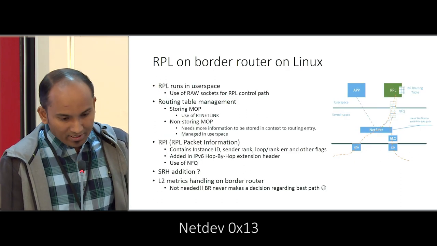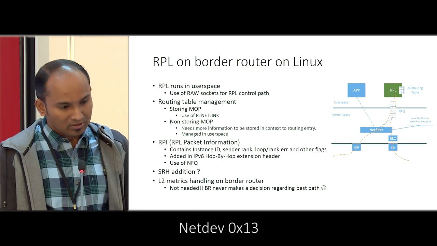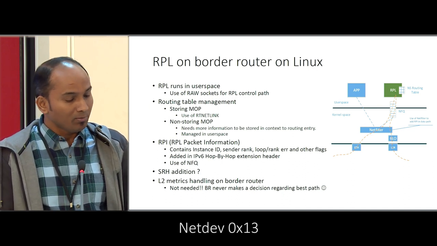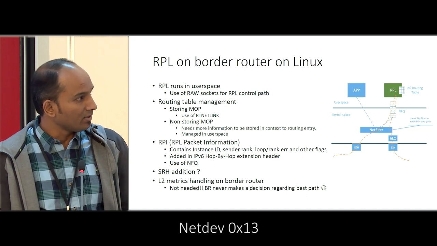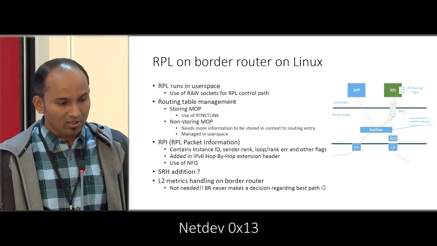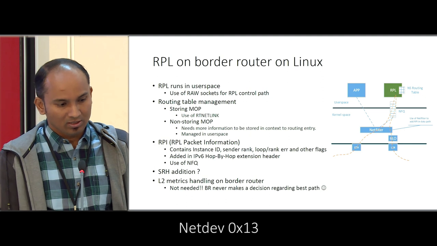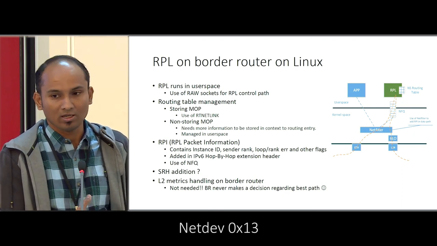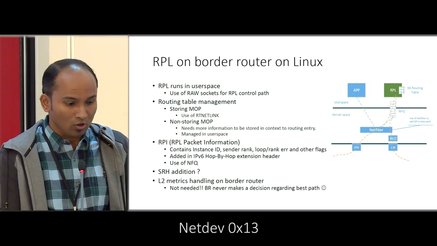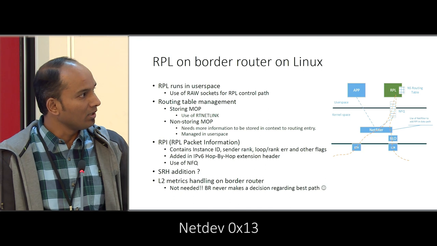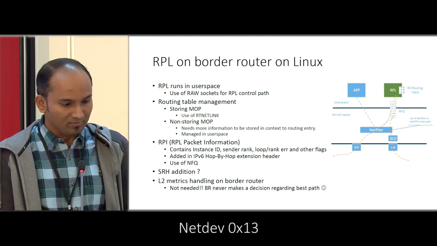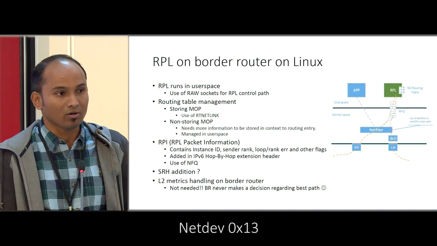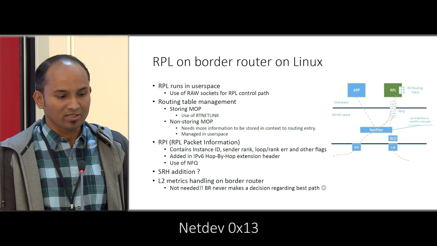So what we ended up doing for the Ripple water router for Linux is using Ripple in user space. We used raw sockets for our control packets. For routing table management, for storing MOP, we ended up using RT netlink, so we changed the routing table itself. Having said that, we still had to keep some information in the user space as well, because certain facts related to the path sequence and sequence number management, to know whether it's a stable routing update or not, have to be kept in the user space. For the non-storing MOP, we kept the complete routing table in the user space itself, because the information was too much. We need to keep a preferred parent entry on every routing entry, and it was simply very difficult to manage that in the kernel space.